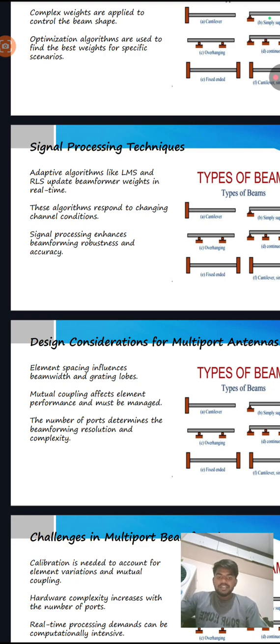Design considerations for multiport antennas. Element spacing influences bandwidth and grating lobes. Mutual coupling effects and element performance must be managed. The number of ports determines the beamforming resolution and the complexity.